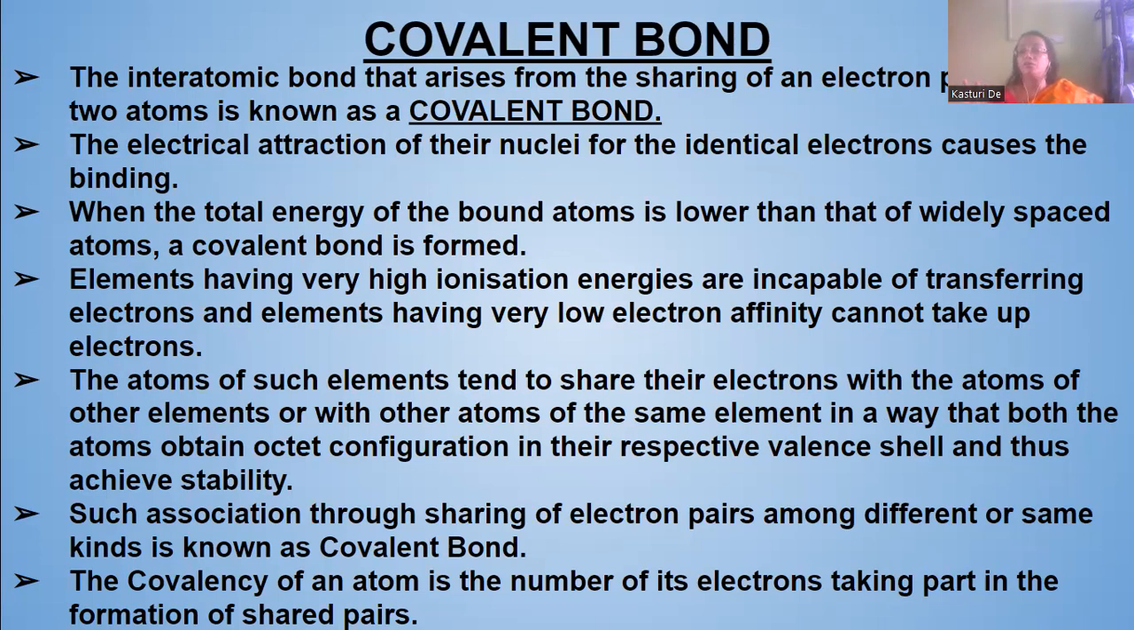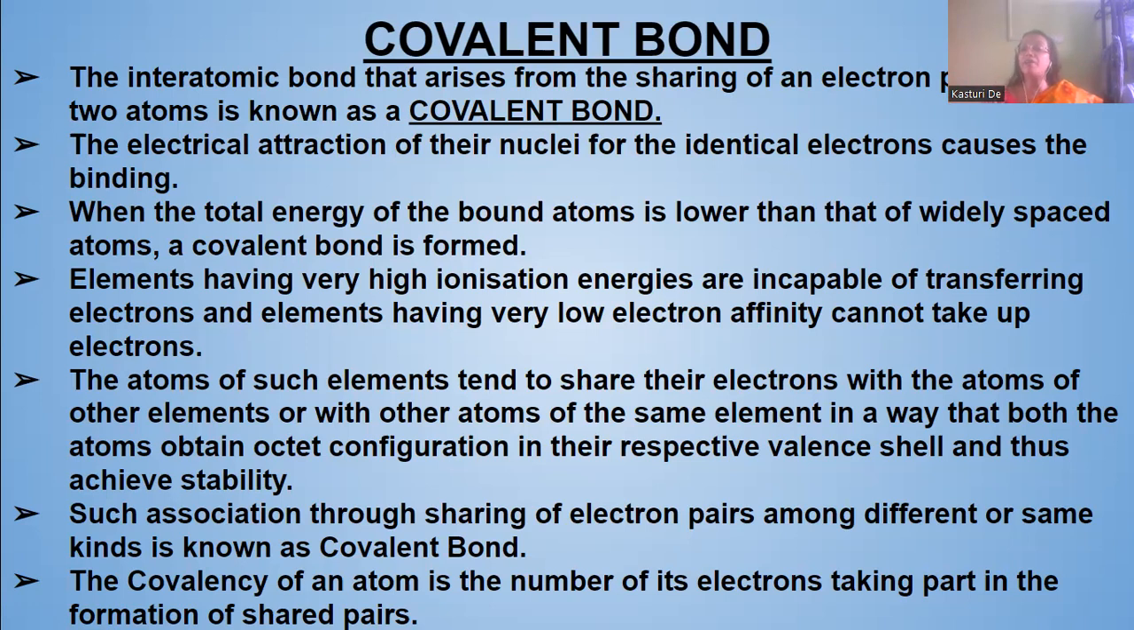See, the atoms which are bound together have an energy which is low. This energy is lower than the energy of the widely spaced atoms. We know there's a wide space in those, so that energy is more than that of the bound atoms. At that time, the covalent bond is formed.